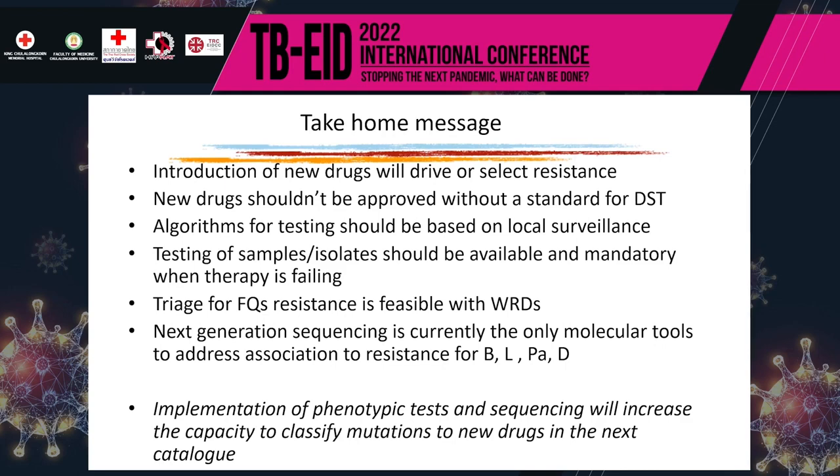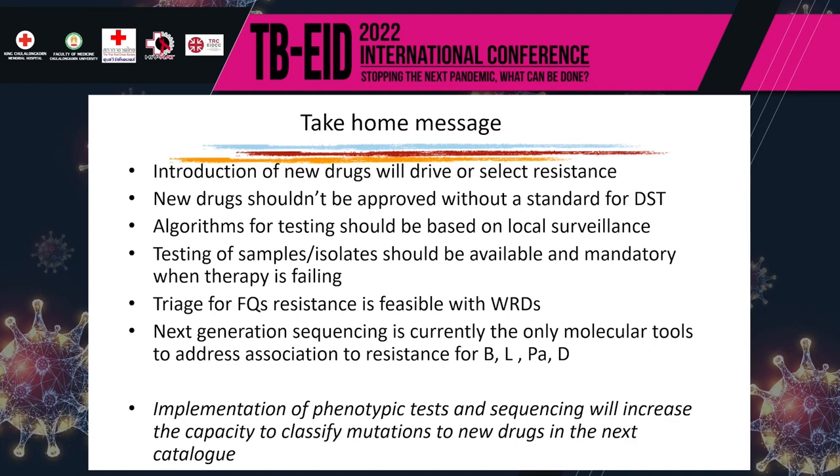Testing of samples and isolates should be available and mandatory when the therapy is failing, so at least in one center the test should be available. Triage for fluoroquinolone resistance is feasible with the new WHO recommended diagnostic, but this is the only drug for which we can do an effective and fast triage. The next generation sequencing is a hope, and right now is the only molecular tool to address association to resistance for the new drugs.